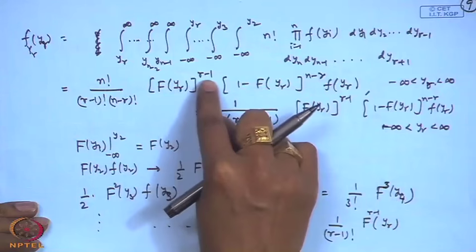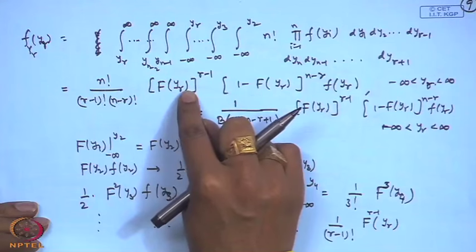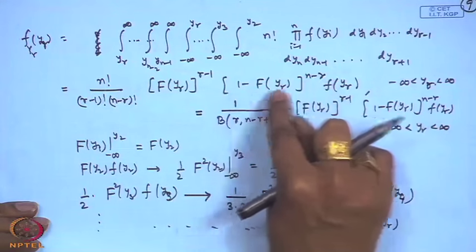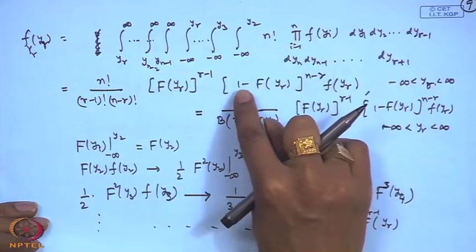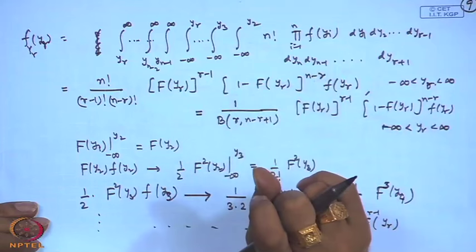Now, I have already given you the procedure for what term will be coming, because up to r, you will actually get this term, that is 1 by r minus 1 factorial times F of y r to the power r minus 1. When you are doing it from s plus 1 onwards, you will get 1 by n minus s factorial times 1 minus F of y s to the power n minus s. Now, when you look at the terms between y r and y s, that is y r plus 1 and so on, then you are integrating in the range.